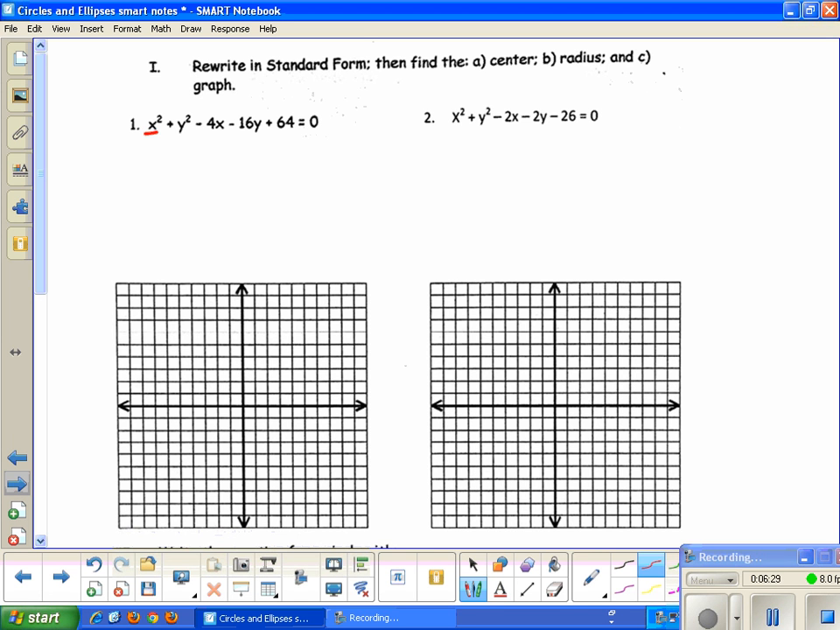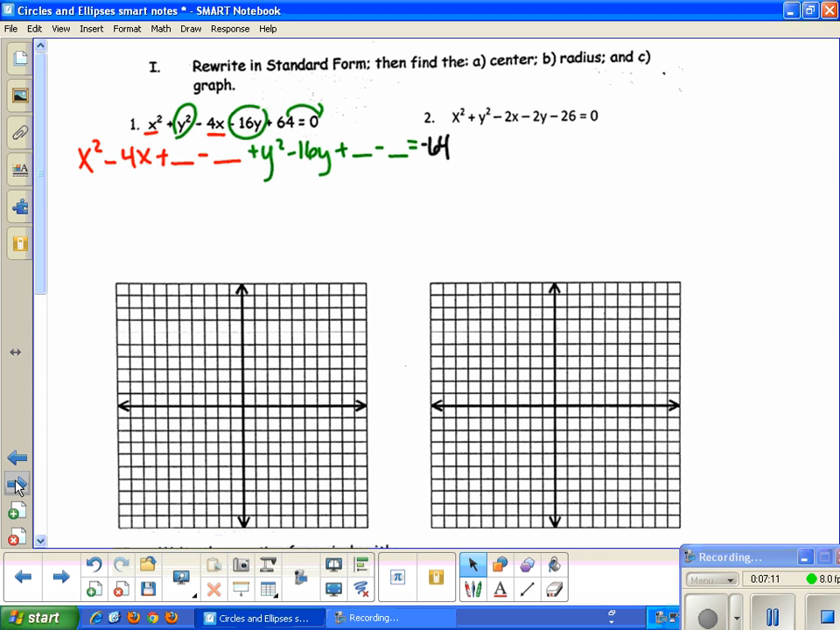Well, the first thing you're going to want to do is get all of your x terms together, and then get your y terms together, and anything that doesn't have an x or a y you're going to put on the other side. So we have x squared minus 4x, and then we're going to have to complete the square so we can put it in our standard form. So plus something to complete the square, minus it to cancel it out. Now I'm going to do the y, so plus y squared minus 16y. And then we have plus something to complete the square, minus that same number to cancel it out, equals, and then on the other side we just have negative 64 because we subtracted it over there.